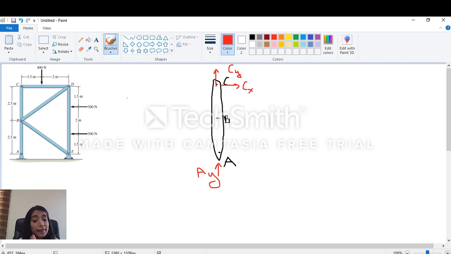Basically, B belongs to the member ABC. I know that I did not separate B from the member AB or from the member BC, but I separate B from the members BD and BE.